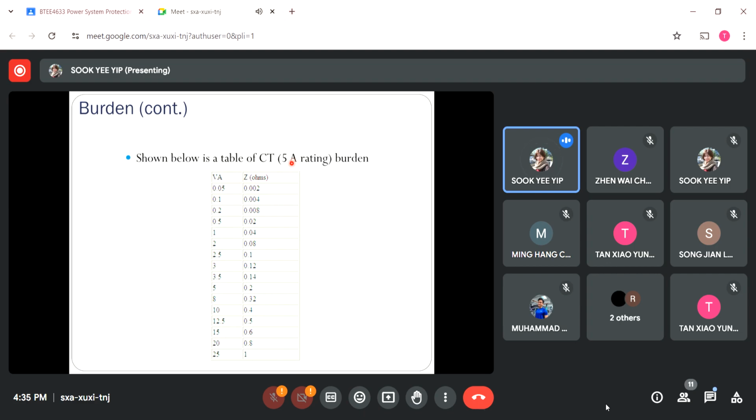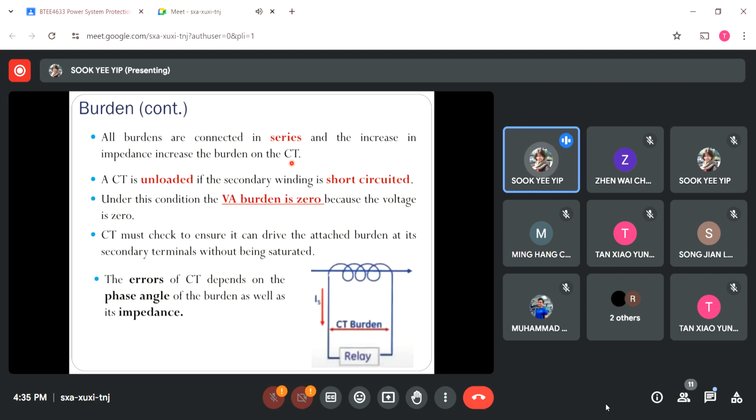Okay, so now continuing in this slide here. If you look into these diagrams, we can say all the burdens are connected in series at the secondary terminals of the current transformer. So whenever we increase the burden, which in turn increases the impedance, we are actually causing the wrong operation of the current transformer.